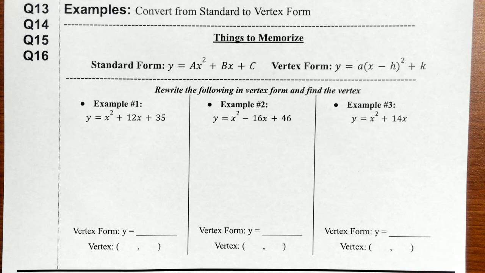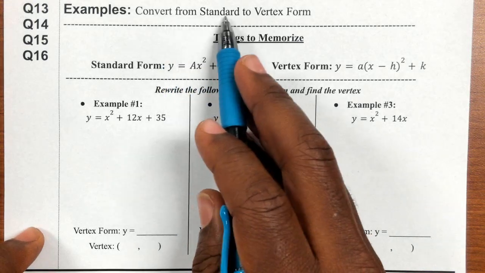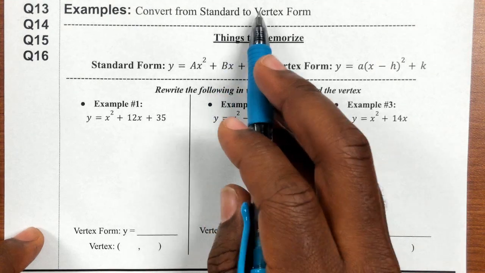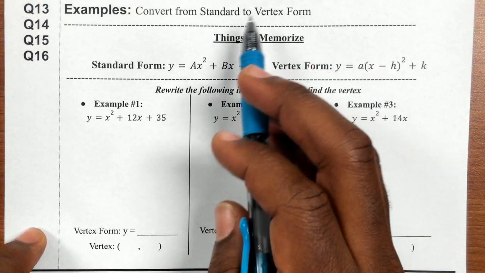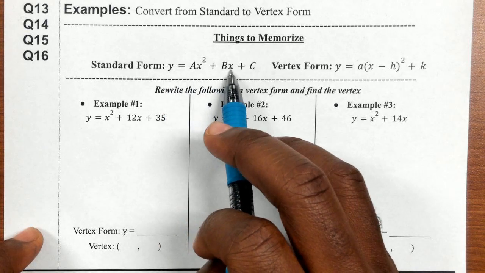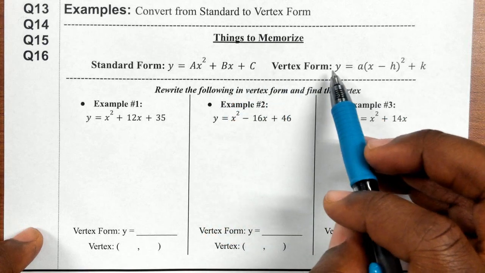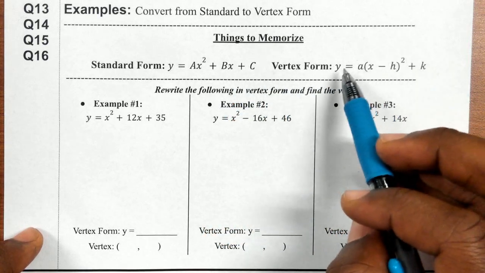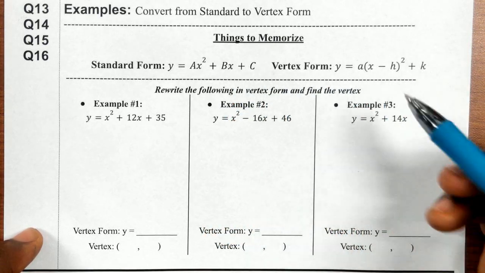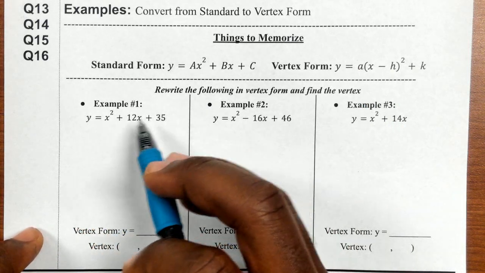Unit 6, questions 13, 14, 15, and 16. These questions want us to evaluate how to convert from the standard form of a quadratic to vertex form of a quadratic. Standard form looks like y equals x squared plus bx plus c. And we're going to convert it to vertex form, which looks something similar to this.